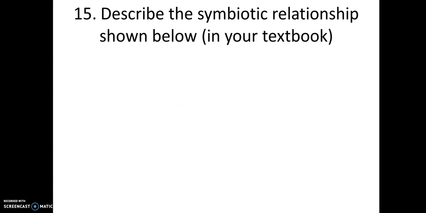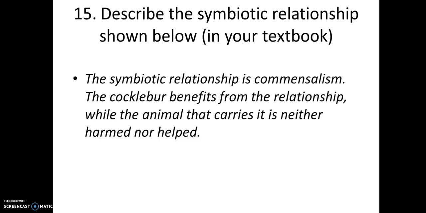Let's see. 15. Describe the symbiotic relationship shown below. Once again, in your textbook, question 15. We have a cocklebur and skin. The symbiotic relationship we're shown is commensalism. The cocklebur benefits from the relationship while the animal, us, in this case, that carries it, is not harmed or helped. But it stings us, Mrs. Bulwark. Yes, I know, sometimes they do scratch the skin, but we're not super harmed.